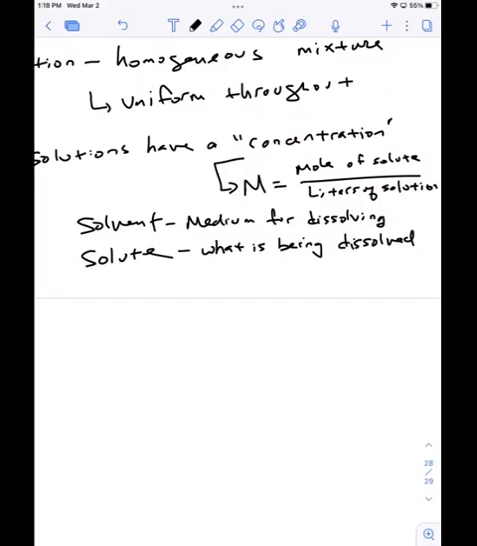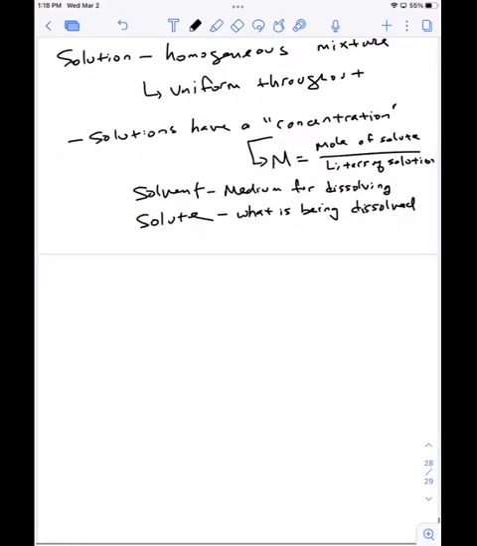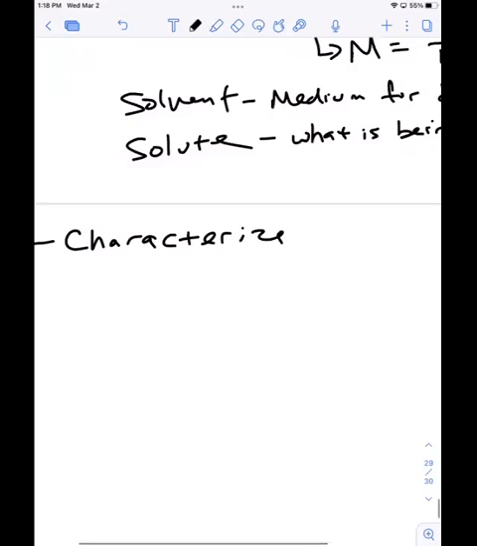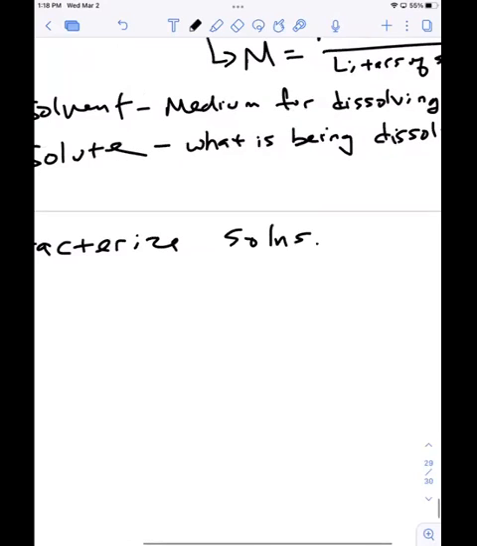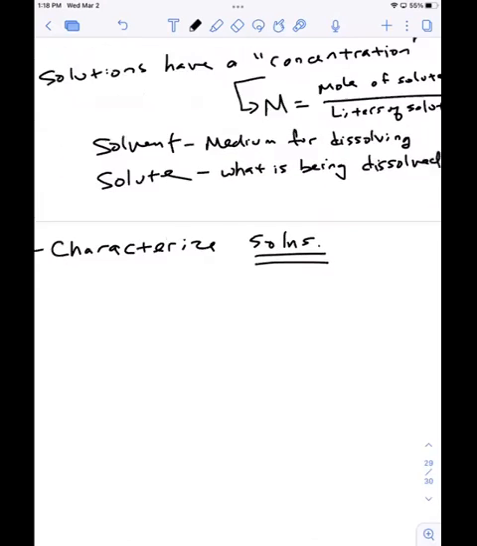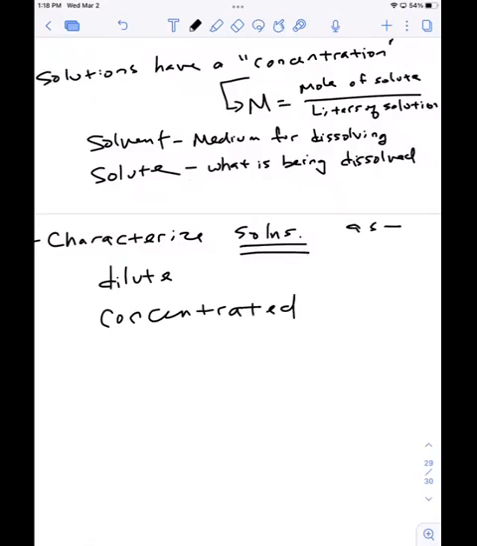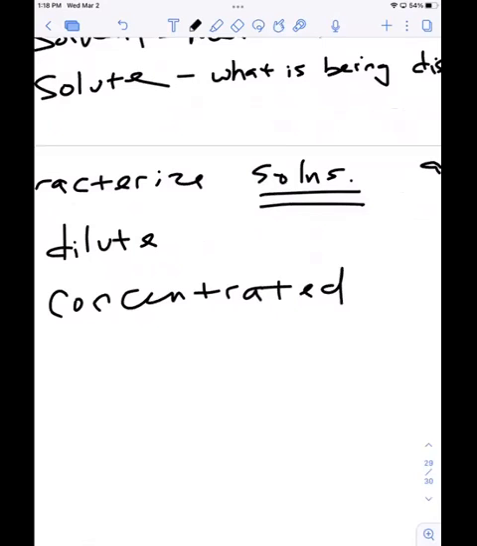And then you can characterize a solution as being dilute or concentrated. I'm abbreviating solutions as SOLNS, just a way to abbreviate it. Dilute or concentrated: those are the two characterizations for a solution. If it's dilute, that means there's not much solute in the solvent.